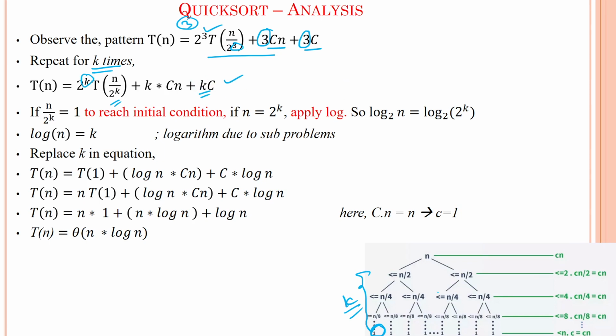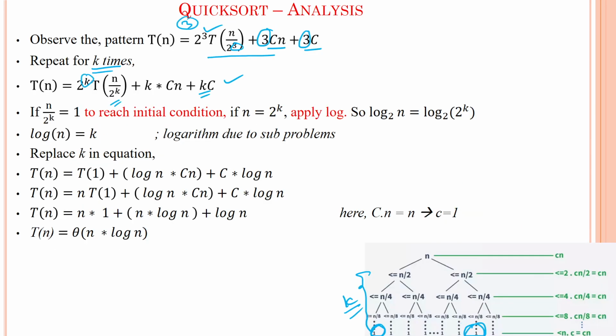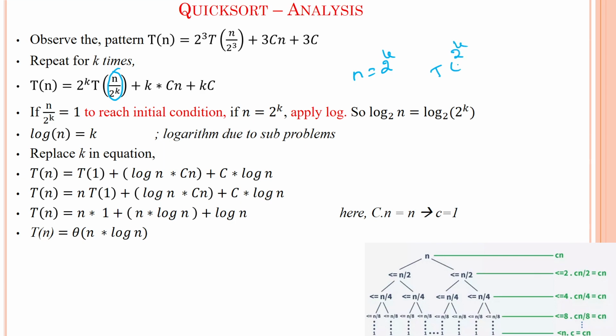Then what is the initial condition here? Initial condition is here 1. So until reaching the initial condition, we have to keep on doing that. Initial condition you can get whenever you are substituting n equal to 2 power k. So when you are substituting n equal to 2 power k, t of 2 power k divided by 2 power k, in this place when you are substituting, you will get t of 1. So now what is the value here? n equal to 2 power k. So in the place of n, you substitute 2 power k, right?